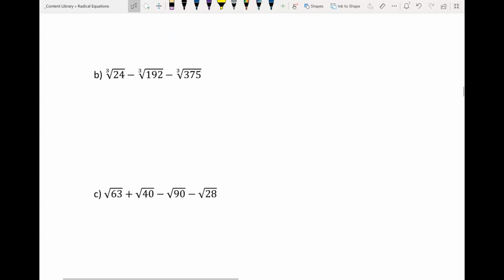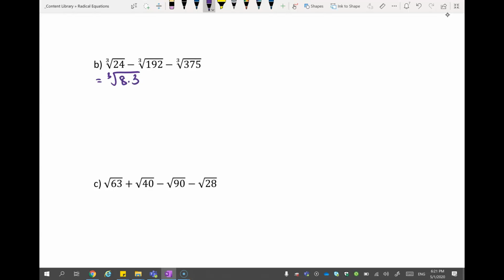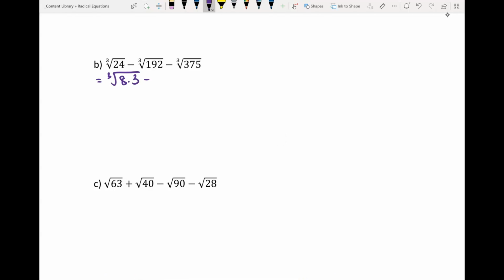Let's try B. So right now I can't really do anything, but we can try to simplify this by writing our radicals in mixed radicals, and hopefully they share the same radicand at the very end. I'm going to rewrite 24 as 8 times 3 because 8 is a perfect cube, and then I can take the cube root of that.